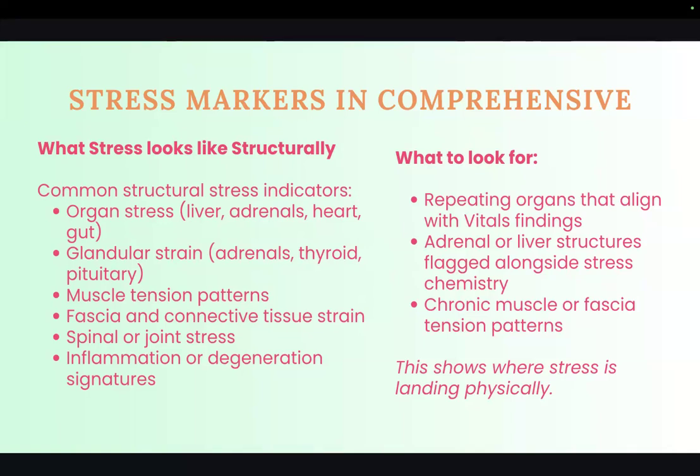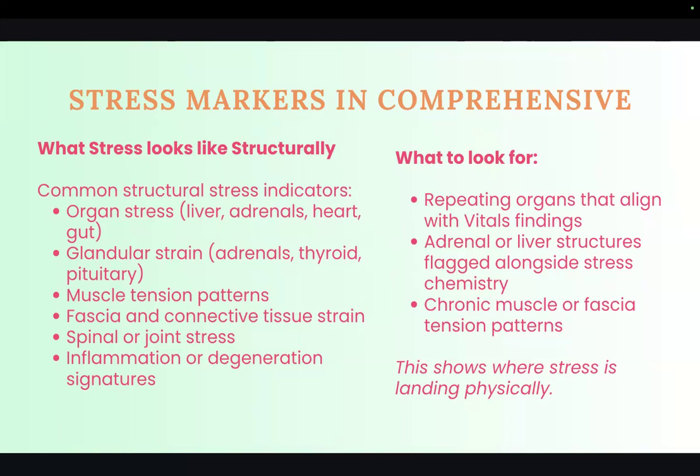All right, we've also got stress markers and comprehensive. I'm going to go through this super quick, but this can look like organ stress, glandular strain, muscle tension patterns. Now, we said that earlier, didn't we? Stress shows up as tension in the shoulders and the neck. Go into your vitals and have a look and see if it's there.